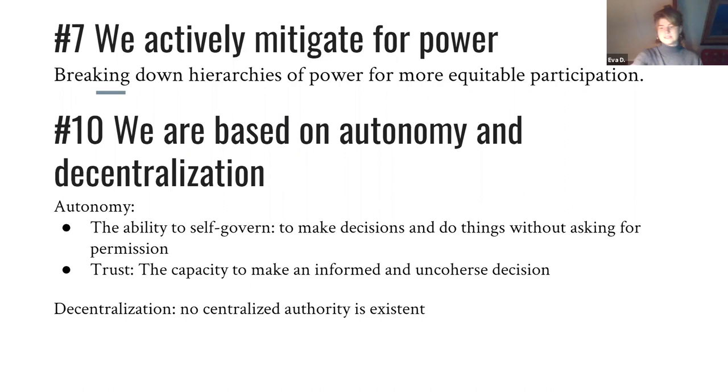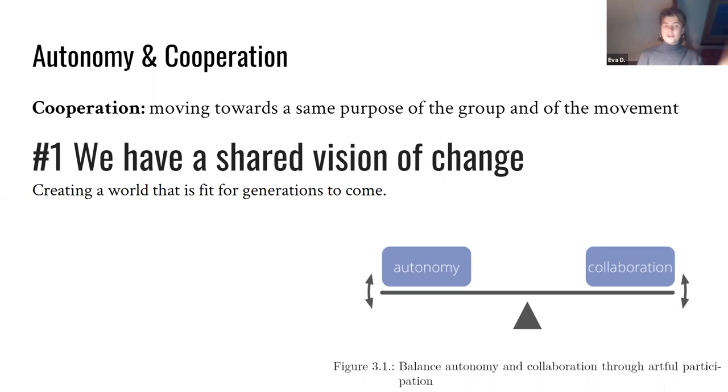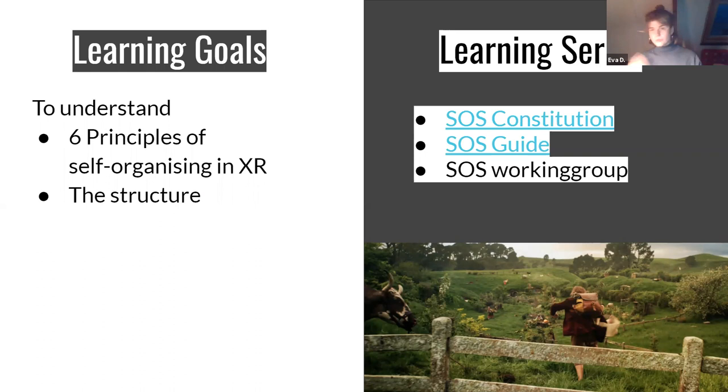Yes. So we are autonomous, but we also want to cooperate because we have a shared purpose. As XR, we have a purpose together. So how do you make sure we still move towards the same purpose and the same vision, but that we can also be autonomous as our first value? Okay, so that is a little bit on why self-organizing systems, why is it important, and why do we work with it. And then for this training, we'll dive into the six principles and values, and then the structure.